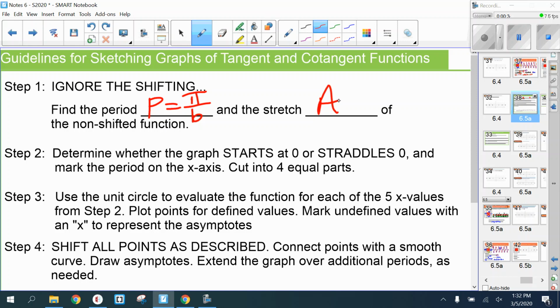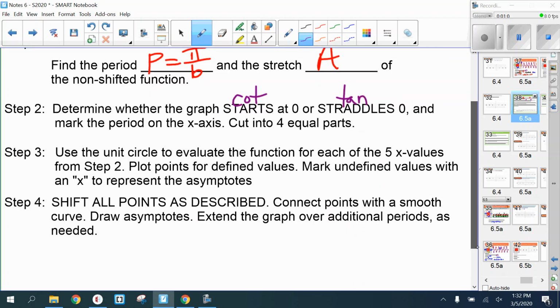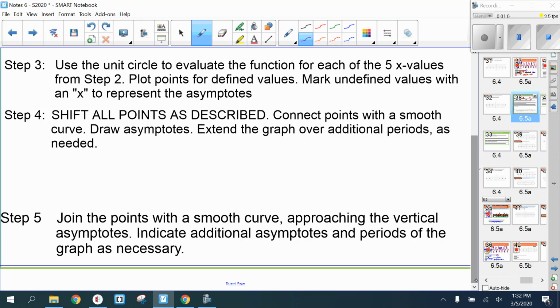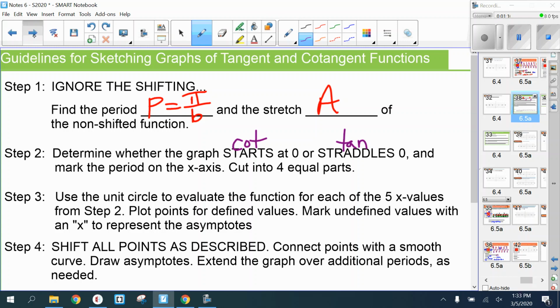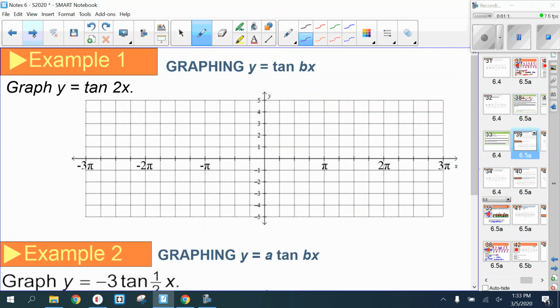Step 2, determine whether the graph starts at 0 or straddles 0. All right. I told you to memorize a couple of things. We want to know that tangent straddles 0 or hits the origin and is increasing. Cotangent starts at 0 and is decreasing. If you've got that memorized, these problems are going to go pretty quickly and you won't have to do a whole lot of calculation. Step 3, use the circle to evaluate. Step 4, shift as necessary. Step 5, join points with a curve. All right, so most of it's pretty similar to what we've done in the past. Let's look at example 1.